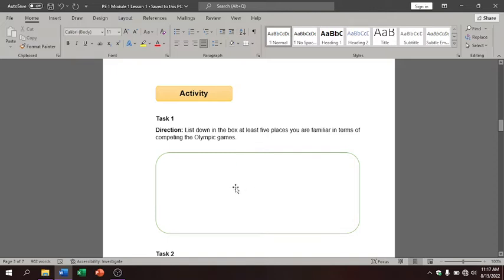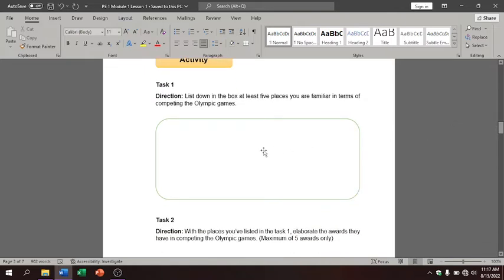In this activity, write in the box the five places you know. It is 2 points each. So in this box, 5 places. We will not make it at least 5 places, it is just 5 places. So in 5 places, 2 points each, that makes 10 points for Task 1.